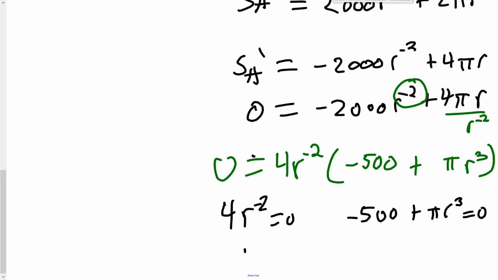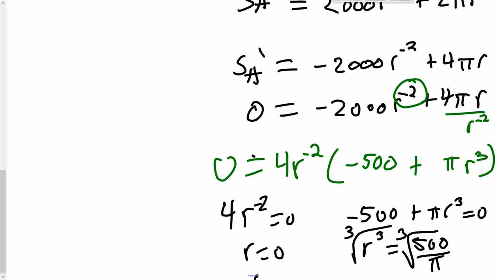So for this one, r equals 0, which can't be, we can't have a radius of 0. We don't have a can. So that's not going to work. Then we can solve this one. So r cubed equals, add 500 to both sides, divide by pi, and then we're going to cube root it.